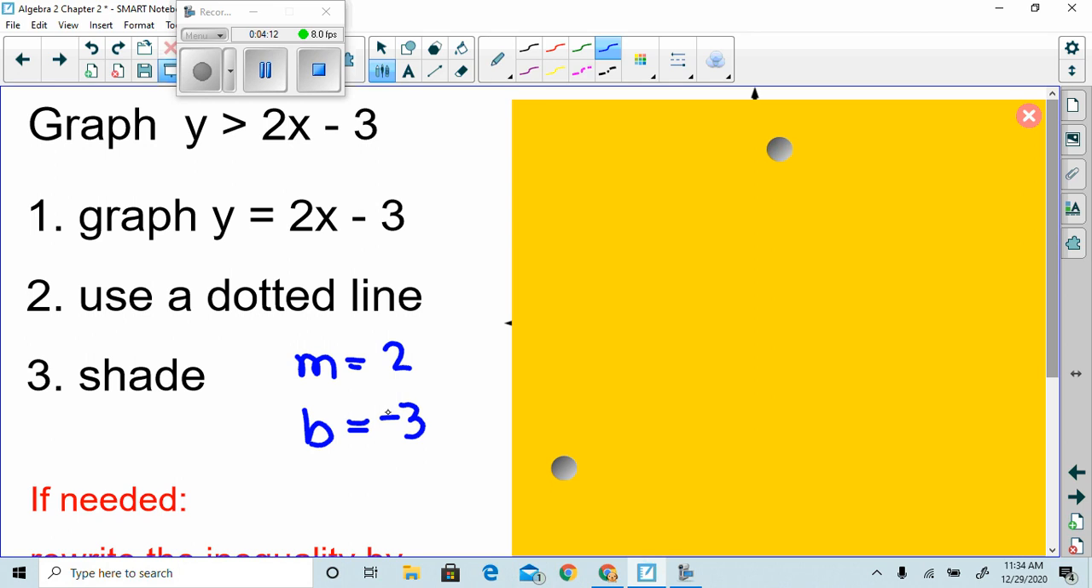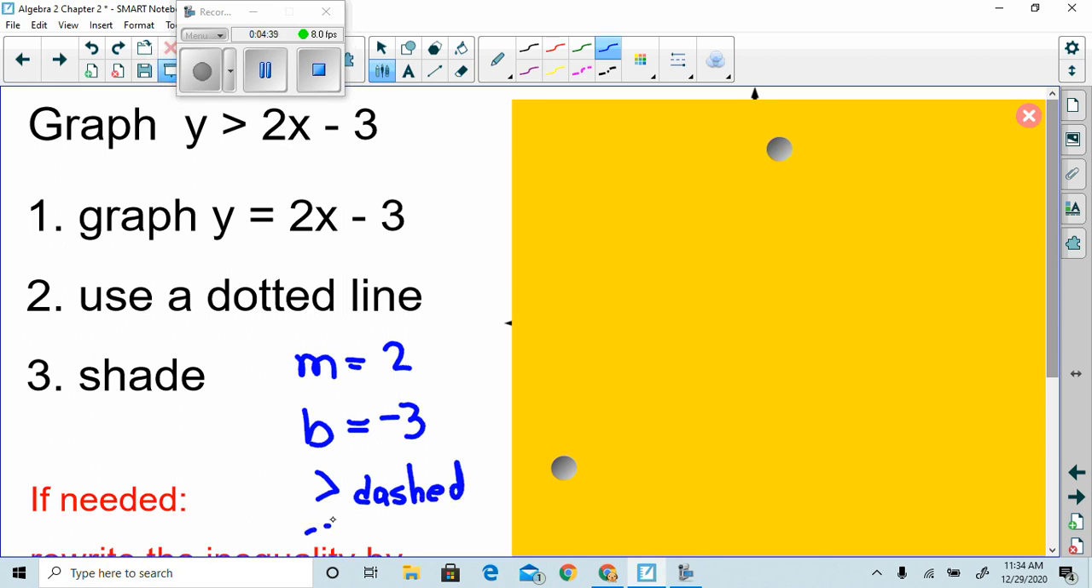As we did with the equations, we're going to graph the y-intercept -3, use the slope to find additional points. However, this time we're going to extend that line across the entire coordinate plane, so we've got two distinct parts. Then, because this one has a greater than symbol, it's going to be a dashed line.